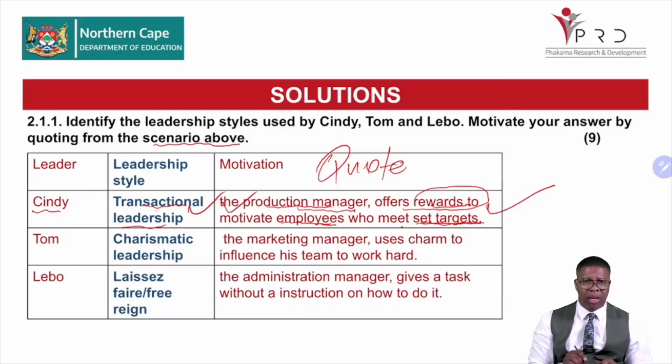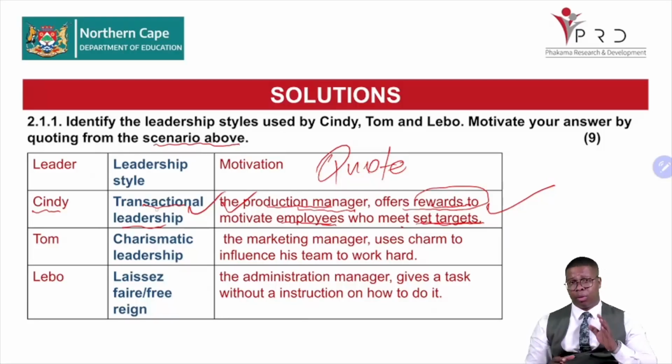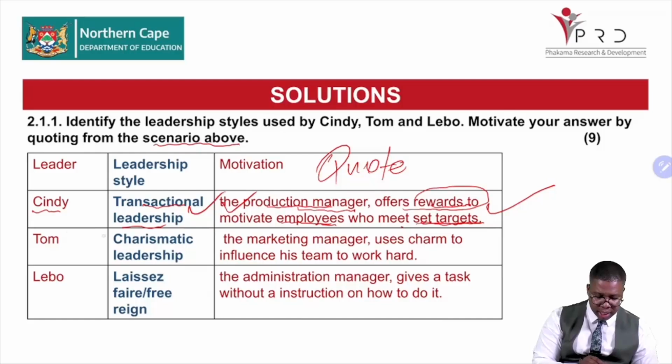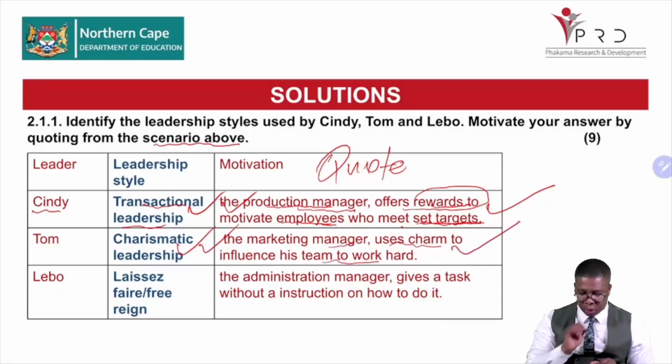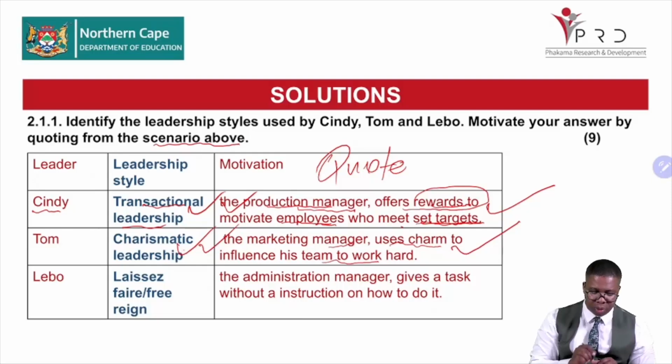And it is transactional because transactional is a leadership style that uses a system of reward and punishment to motivate employees. And then Tom will then be using charismatic because the marketing manager, that's you now motivating, uses what? Charm to influence his team to work hard. So that is another one, which is 1 mark for the motivation and 2 marks for identifying the correct leadership style. Then laissez-faire or free reign.